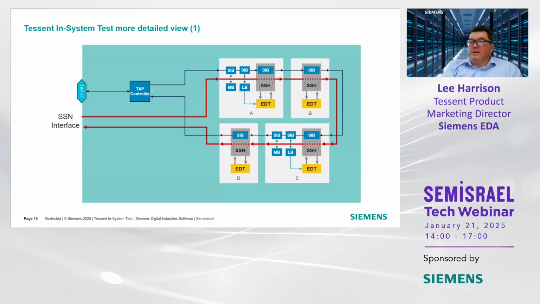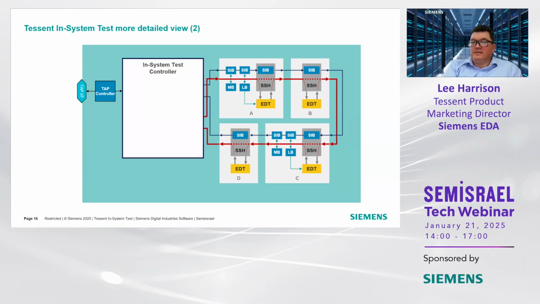So if we jump into the detail, let's take a straightforward scan architecture. This is SSN, so you have 4 blocks in your design with an SSN infrastructure. The tap controller is there to basically apply the configuration for your scan infrastructure. We insert the in-system test controller. So that's inserted between the tap controller and the IJTAG and SSN network.